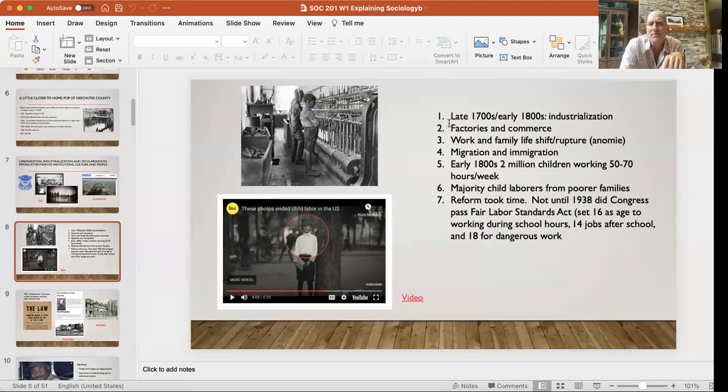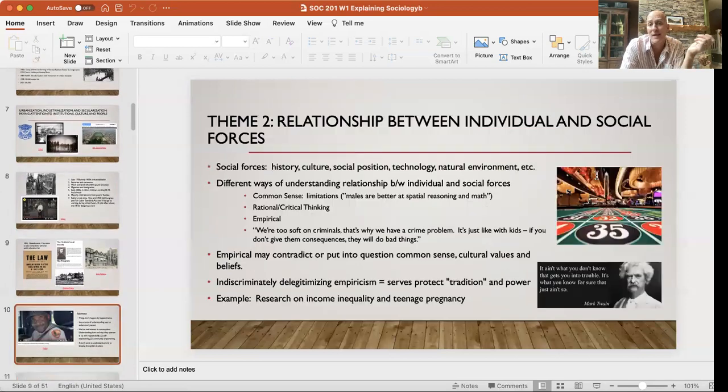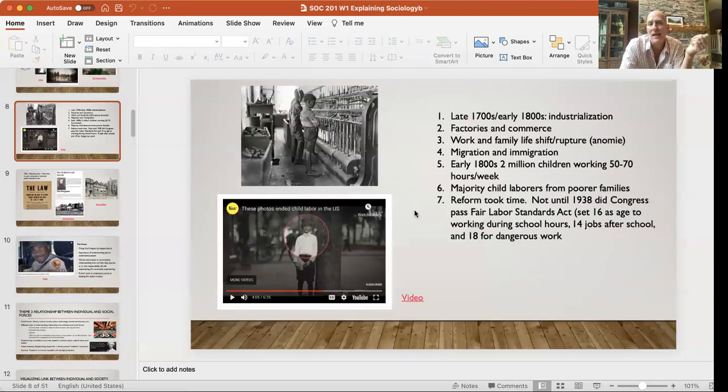This is just some data and information about that rapid change to an industrial society, migration, movement of people, the number of kids who are working. The number of hours that they're working per week is pretty amazing, isn't it? Kids are working 50 to 70 hours a week during that particular time period.